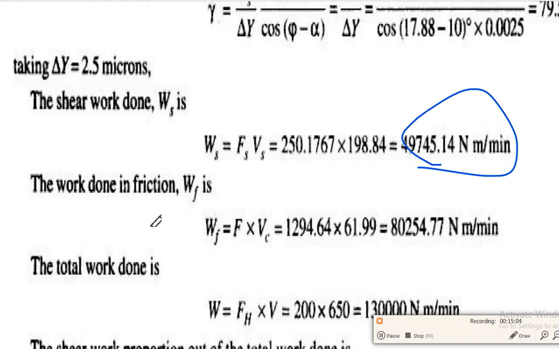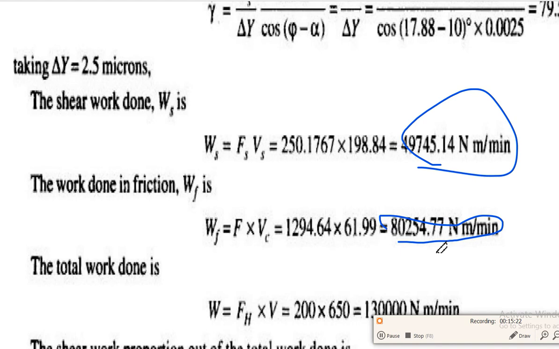Now work done in friction Wf is equal to F into Vc. Now put the value of F and Vc. So after multiplying both the values, we will get the work done in friction Wf is equal to 80254.77 Newton meter per minute.